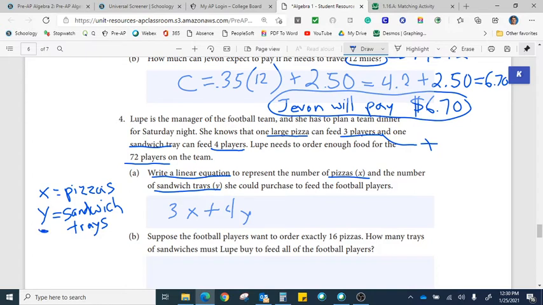Okay, so if I have one sandwich tray, which would be Y, multiply that by four players, I'm feeding 4 people. 2 sandwich trays, I'm going to feed 8 people. 3 sandwich trays, I'm going to be able to feed 12. Okay? So this all has to equal 72 people.